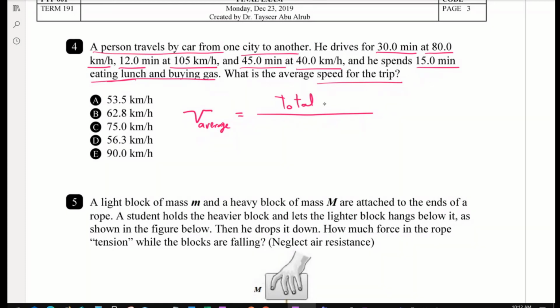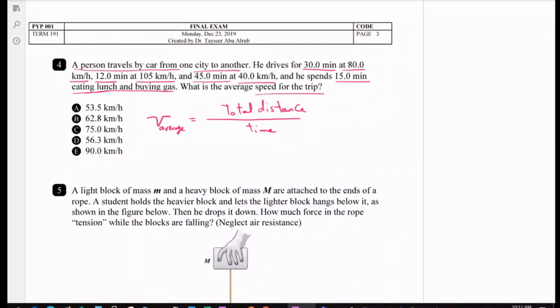Total what over total what? You remember? Distance. So here I need to calculate total distance over total time. So how to calculate the total distance? Here I have 4 parts. He said he drives 30 minutes at a speed whatever. So how to calculate the distance here? D equals VT, V times T. So I will calculate the distance for the first part, the distance for the second part, the distance for the third part, and divide it over the total time, T1 plus T2 plus T3, plus the time he used to eat lunch and buy gas.